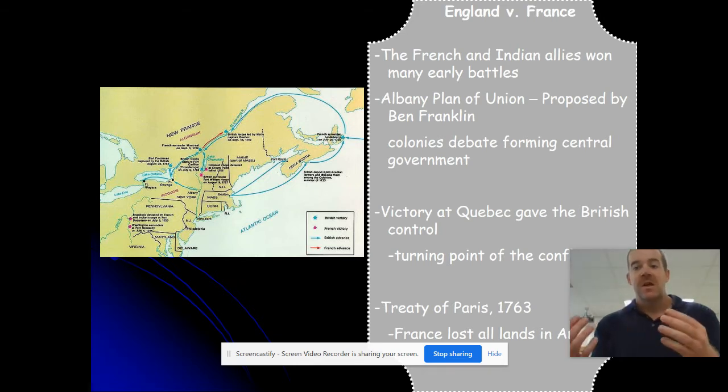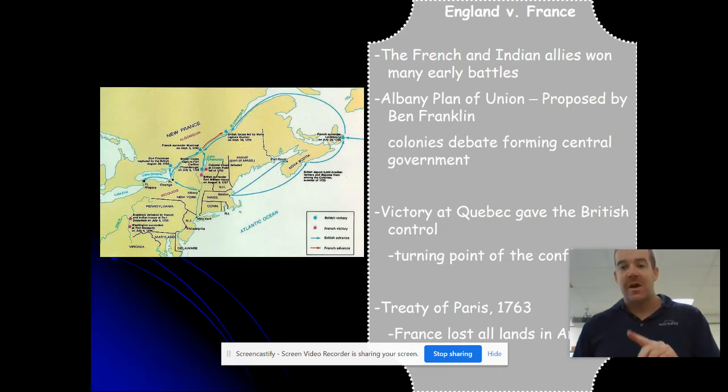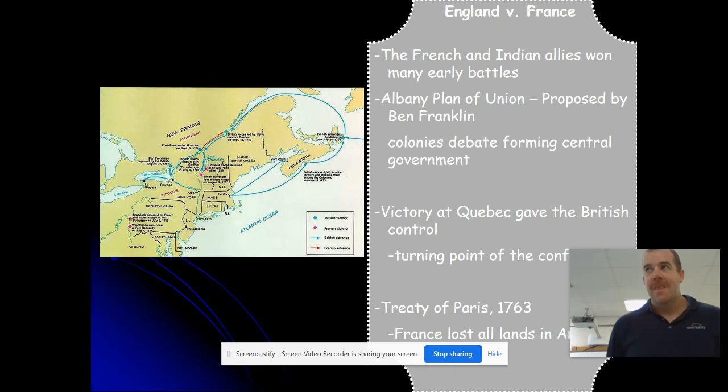And then once the revolution kicks off, which we're going to study later this week, uniting all these different colonies together as one is a big problem. Think about how different places in North Carolina are, and then try uniting just North Carolina.